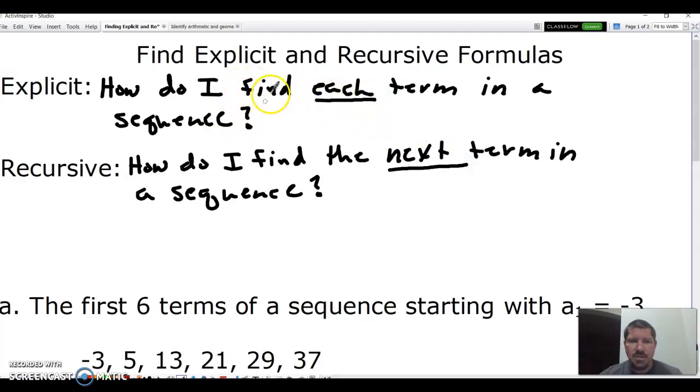Okay, like I said, in explicit we'll find each term, which means that every number or every term in that sequence has a term number, which you use for this one. The term numbers matter, but they don't matter for this one in the instance that I do need each number in the sequence to find the next one.